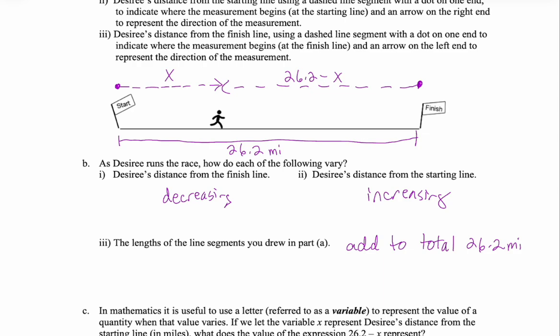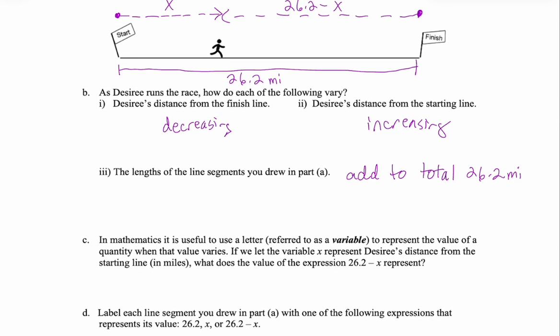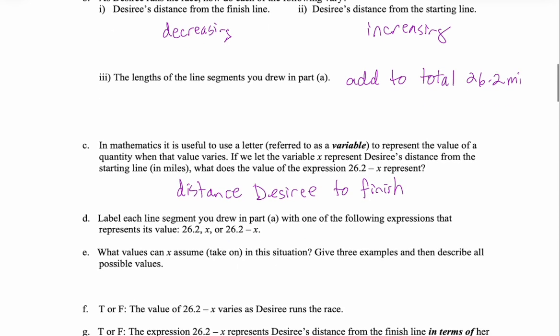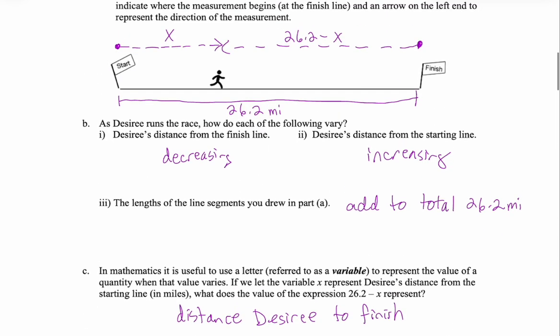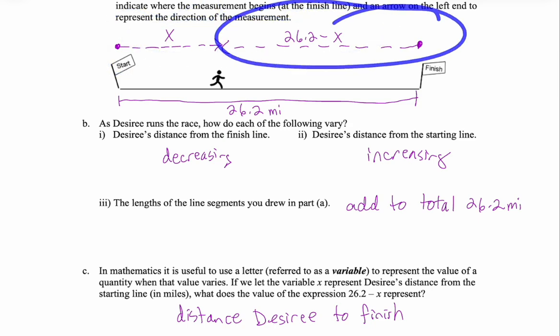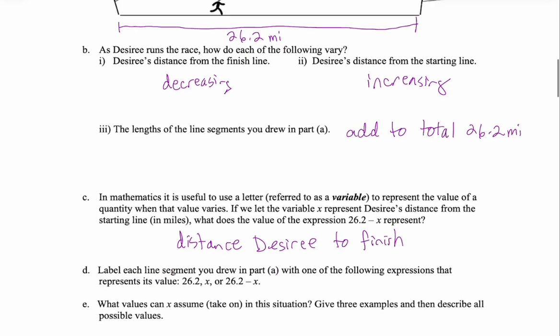Okay. And it represents the, how would you say that? The distance from Desiree to the finish. And then we've labeled it, if you'll notice, just label it like I have done up here. That would be our x, and that would be our 26.2 minus x. So that's done.